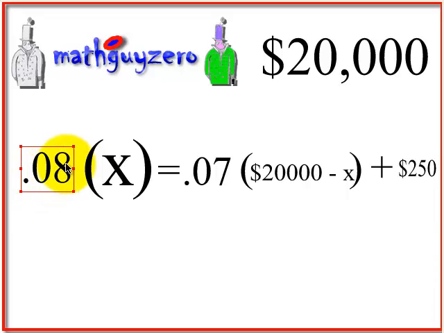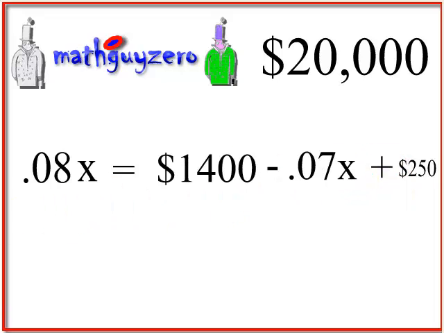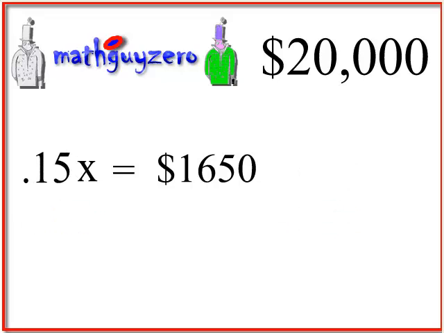And you are almost home. So now we're just going to go ahead and do the algebra and multiply this out. Distribute it to this and this, comes out to be 1,400 minus 0.07x. We're going to add like terms. The 1,400 and the 250 comes out to 1,650. We need to get the X terms over on the same side. We're going to add the opposite of this to both sides. That's going to come out to be that.